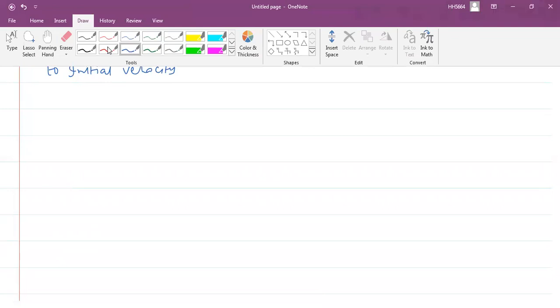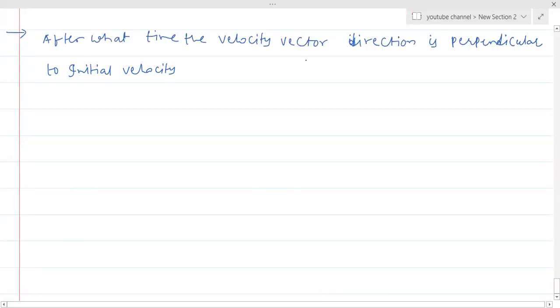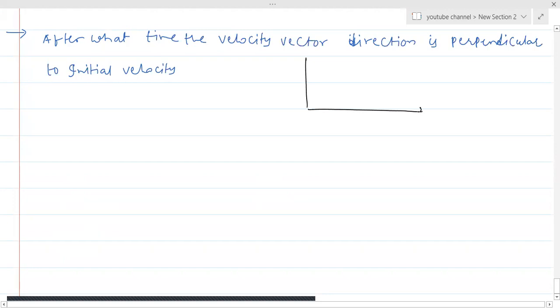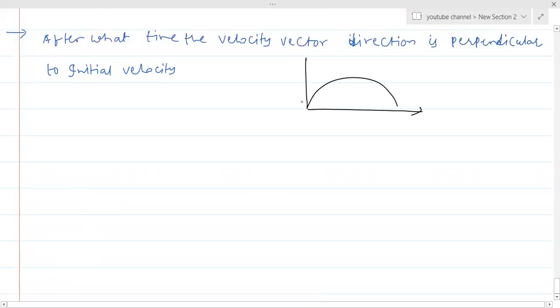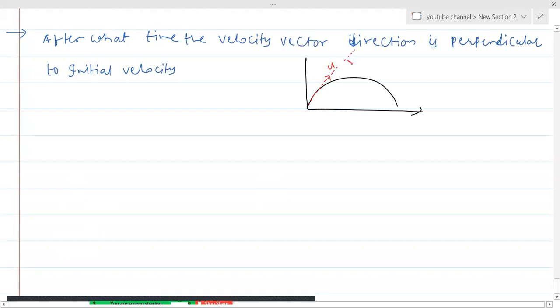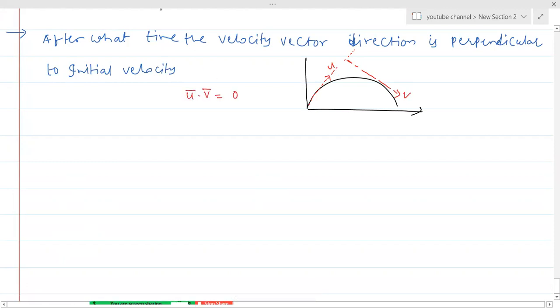Perpendicular to initial velocity. So that means, for example, if this is the projectile motion, this will be the initial velocity direction u, and this will be the final velocity direction. Both of them are perpendicular to each other. So in that case, we will write simply u bar dot v bar equivalent to 0.